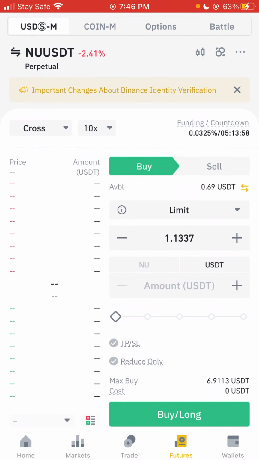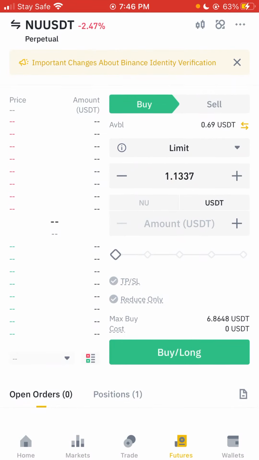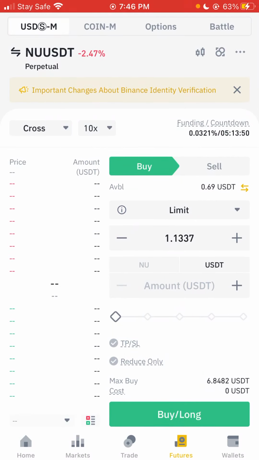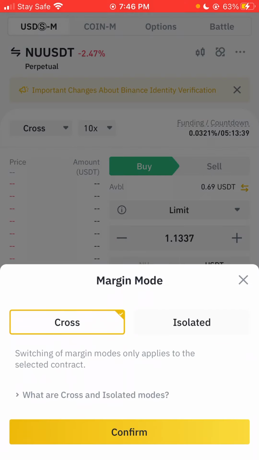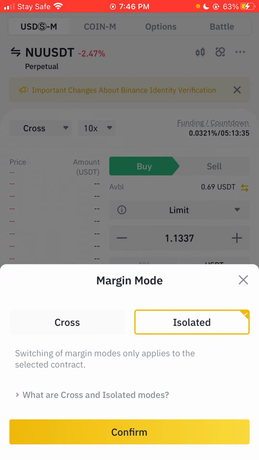As you can see, there are some things to take note of here. Number one, you can jot this down. It is this part that says cross. Can you see? Always put your trade on isolated. Please, let it always be isolated.